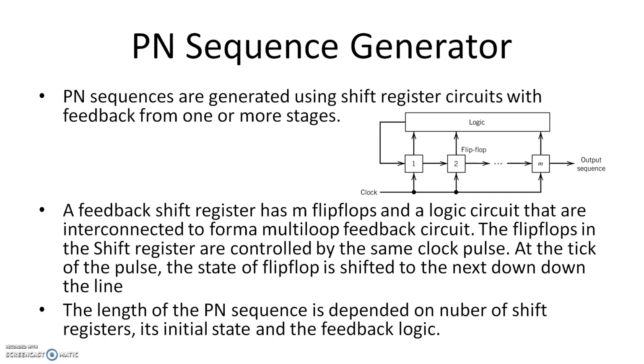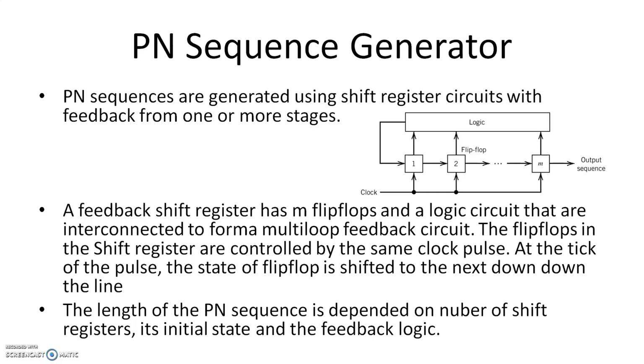So let us read. PN sequences are generated using shift register circuits with feedback from one or more stages. Here you can see feedback from all the stages, but it need not be. There can be feedback from selective flip-flops. A feedback shift register has m flip-flops as shown in the figure, and the logic circuit that are interconnected to form a multi-loop feedback circuit. So there is a feedback. The logic is actually a feedback logic.